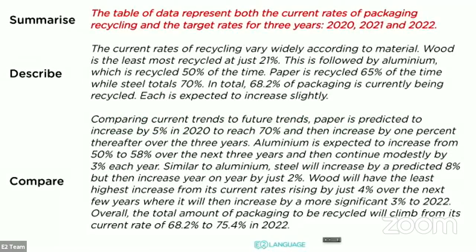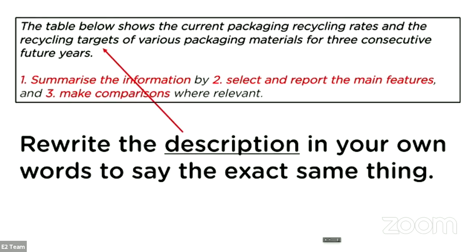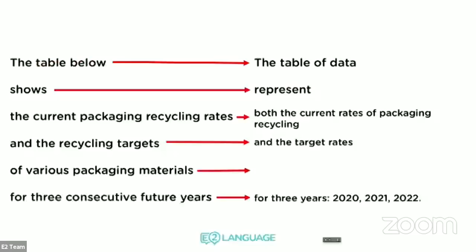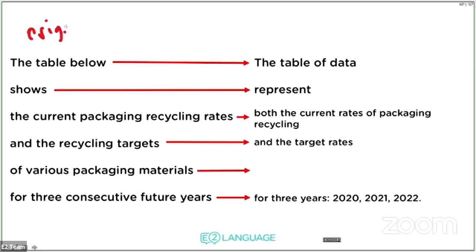That's this sentence here. All you need to do to summarize is rewrite that description, that first sentence, in your own words to say the exact same thing. So for example, on the left-hand side here, this is the original. And this one is J's. The original says the table shows, the table below. J's says the table of data. The original says shows. Mine says represent. Why represent and not represents?